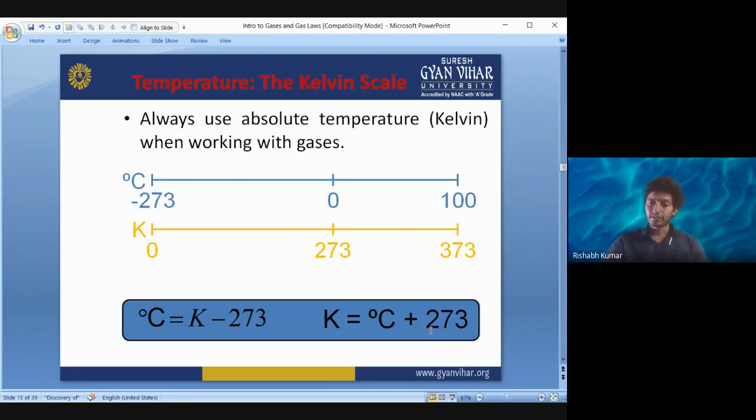So what is the relationship between Kelvin and Celsius? Celsius is Kelvin minus 273, right? So zero Kelvin means absolute zero temperature, and as we know, we cannot go below this temperature. So 0 Kelvin means minus 273 degrees Celsius. Kelvin is degree Celsius plus 273. Getting the point? So 0 degree Celsius means 273 Kelvin.